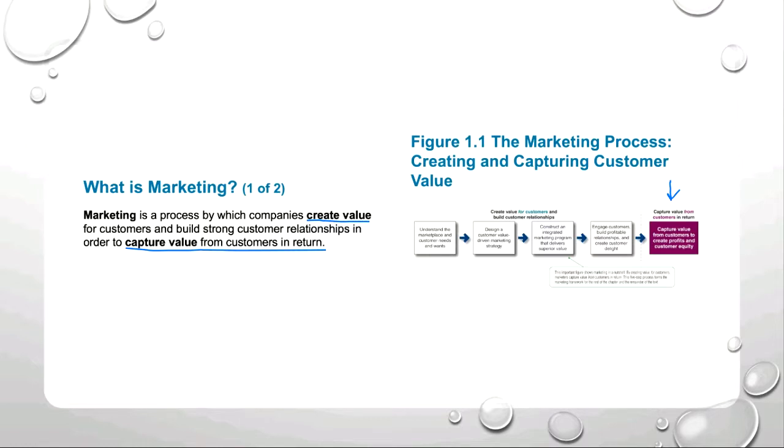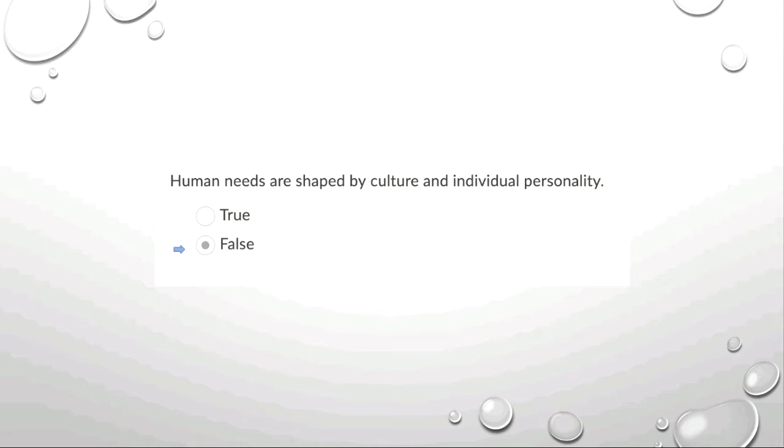So let's look at another question. Human needs are shaped by culture and individual personality. About half the people that got this question, that were selected for this question, answered true. Now, I don't recall the exact example I would have used in the lecture, but I usually use something like, I need a watch, but I want a Rolex, right? I need a car, but I want a GMC 2500 diesel.